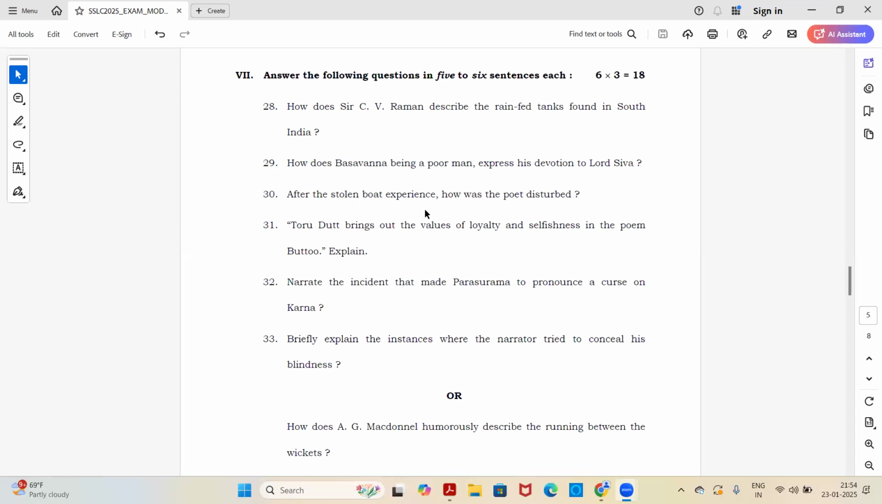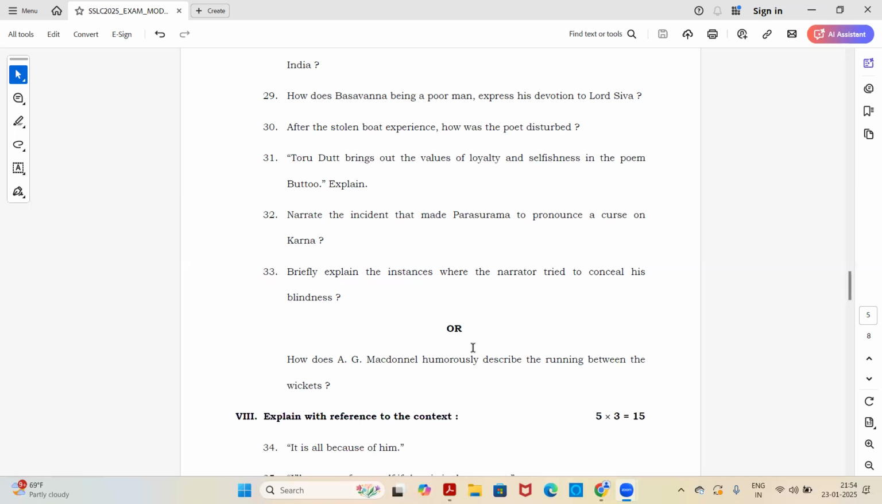After the stolen boat experience, how was the poet disturbed? Toru Dutt brings out the values of loyalty and selfishness in the poem Bhutto. Explain. Narrate the incident that made Parasurama pronounce a curse on Karna.